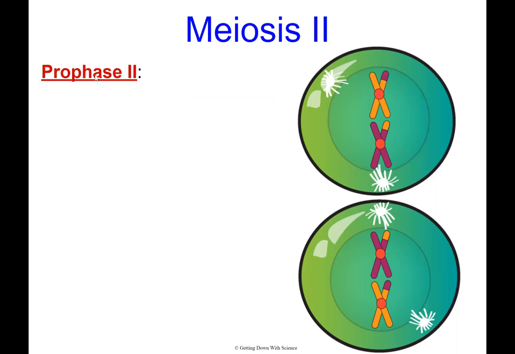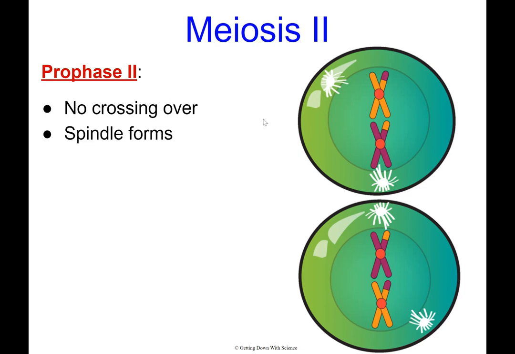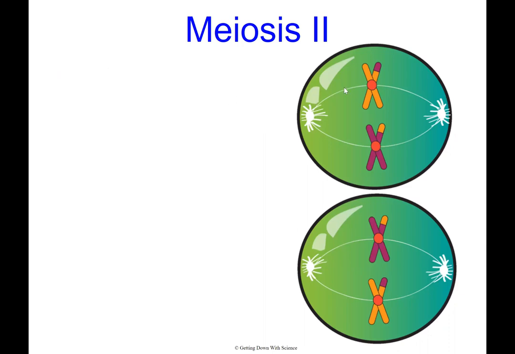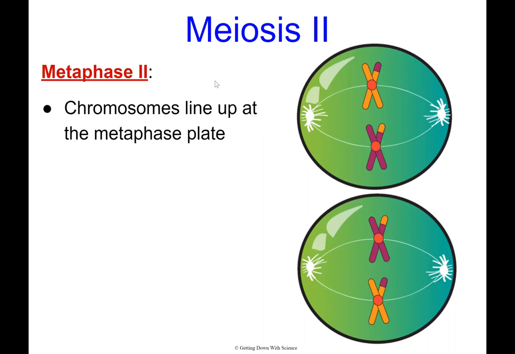So meiosis 2, prophase 2, this time there's no crossing over. We only do that in prophase 1. But other than that, prophase is pretty much the same across the board. So the spindles are going to form. The spindles attach to the centromeres. The chromosomes line up at the metaphase plate. Notice this time they're single file, just like they were in mitosis.